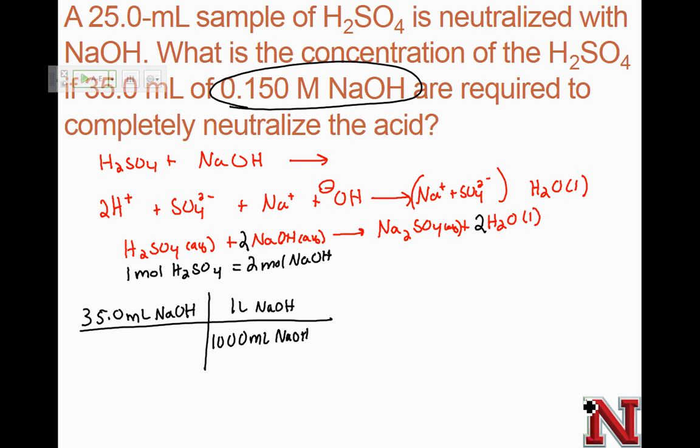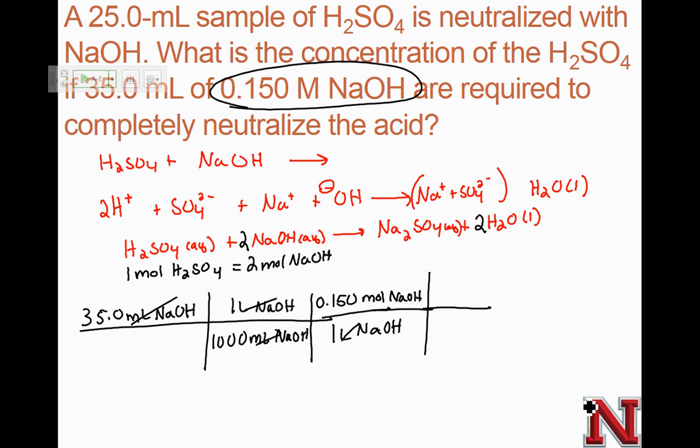And then we can use our concentration to figure out how many moles of sodium hydroxide we originally have in 35 milliliters, because we don't know, but we have our concentration. So that is 0.150 moles of sodium hydroxide per liter. So now, if we figure out what this number is, that tells us how many moles of sodium hydroxide we have in 35 milliliters. So we know how many moles it took to neutralize our H2SO4.